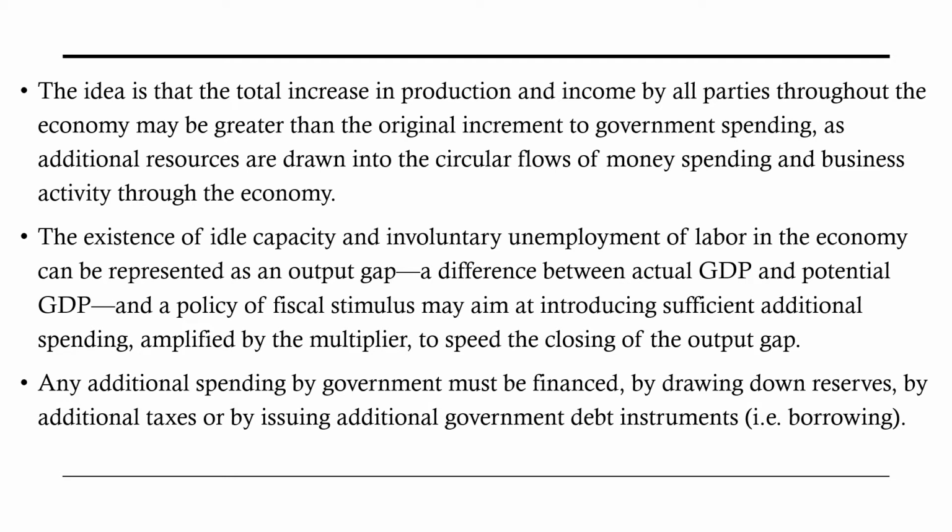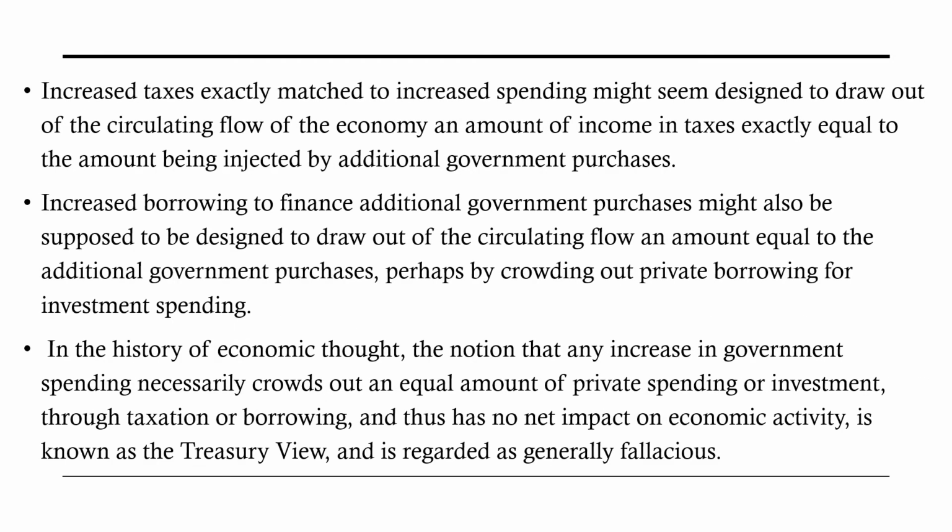Any additional spending by the government must be financed by drawing down reserves, by additional taxes, or by issuing additional government debt instruments. Increased taxes exactly match the increased spending. This might seem designed to draw out of the circulating flow of the economy an amount of income in taxes, which is equal to the amount being injected by additional government purchases.